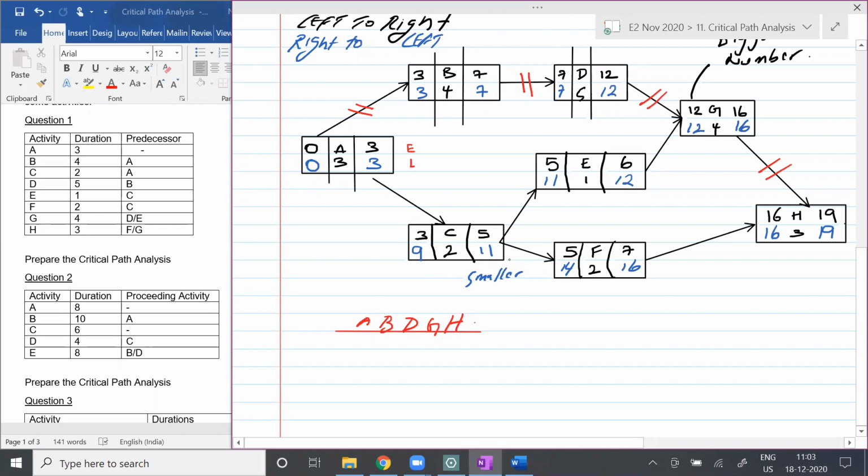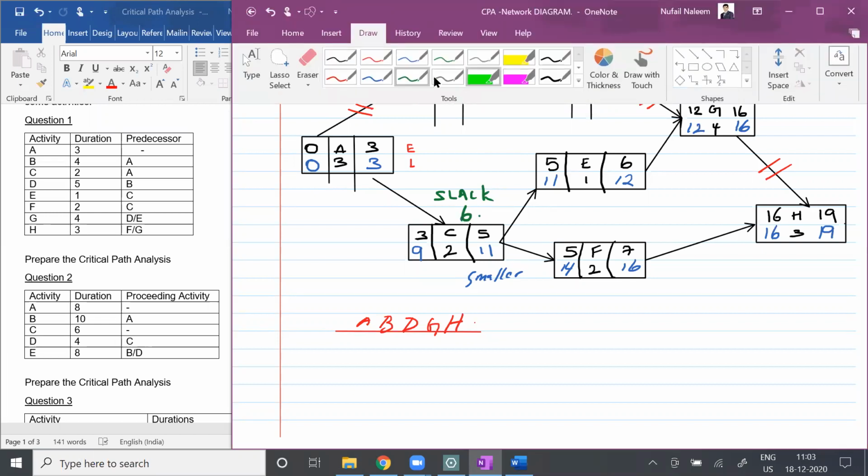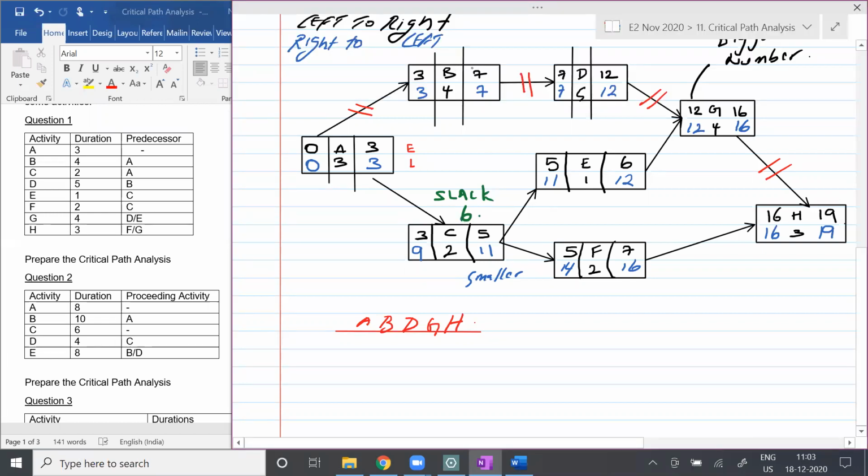No, right? But here it's 5 and here it's how much, Malik? 11. 3 and 9. So there is a delay amount of how many days, Malik? 6 days, right? There's a slack of how many days? 6 days. For 6 days, you can delay that. You get what I'm saying?